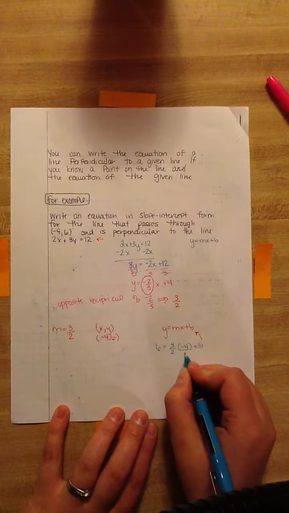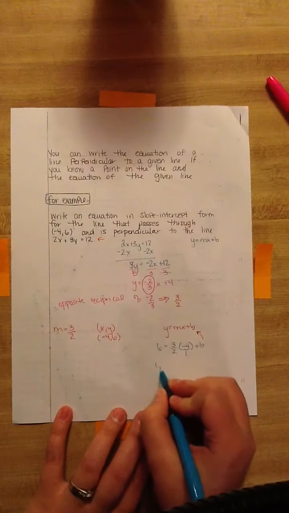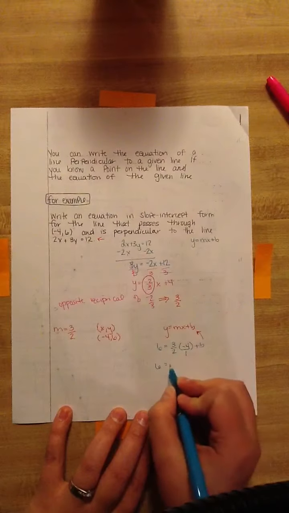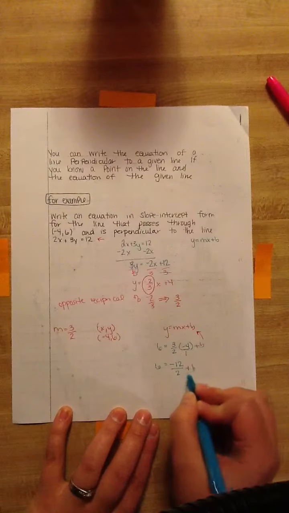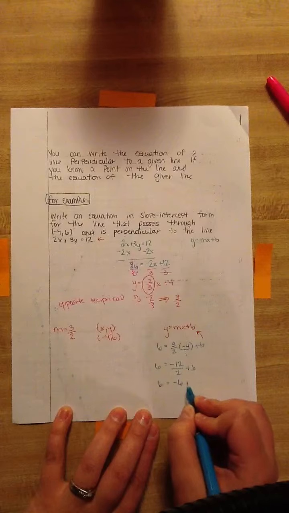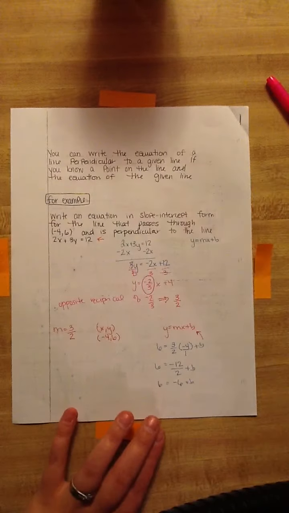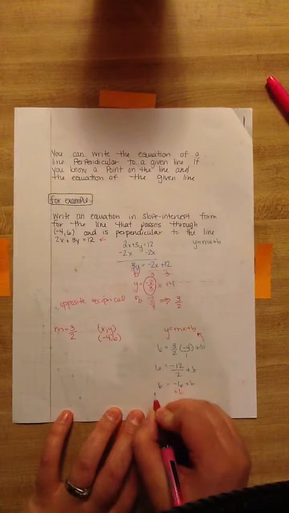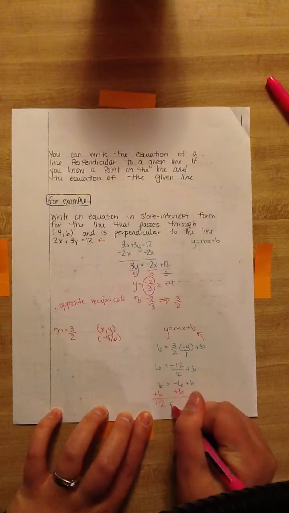Remember that if you have a whole number, you write it over 1. So I have 6 equals 3 times negative 4 gives me negative 12 over 2 times 1 gives me 2 plus b. So now I have 6 equals negative 6 plus b. Negative 12 divided by 2 gives me negative 6. I need to solve for b, so I'm going to add 6 to both sides. I'm adding because this was negative, and I get 12 equals b.